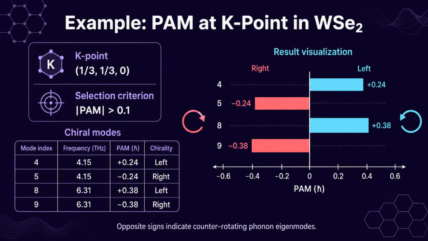Let's apply this to monolayer WSe2 at the K point, which is at fractional coordinates 1/3, 1/3, 0. Running the PAM calculator identifies chiral modes by filtering for absolute PAM greater than 0.1 and frequency above 0.5 terahertz to exclude acoustic modes. The output lists mode index, frequency in terahertz, PAM in units of h bar, and whether the mode is left or right-handed.